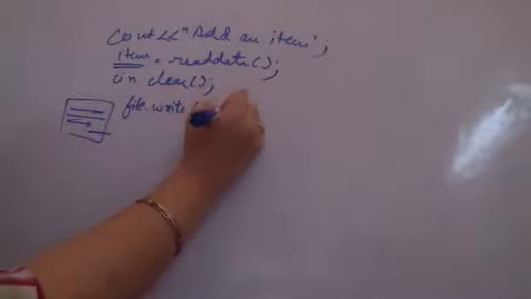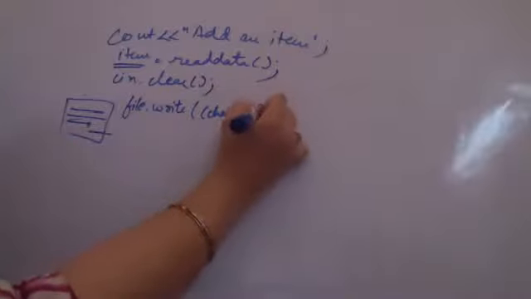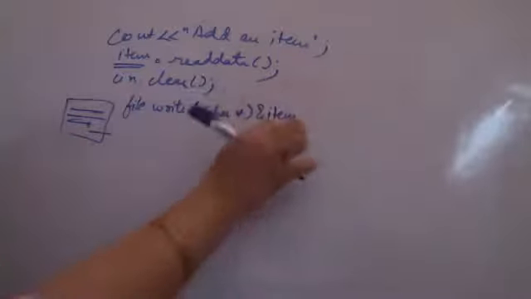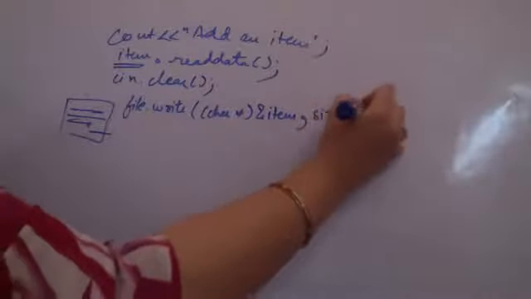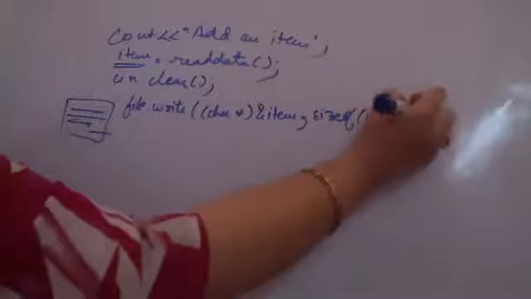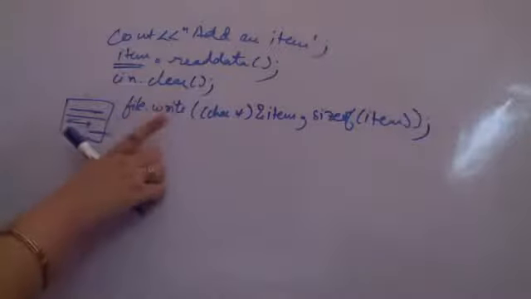Again I am using a character pointer that is for typecasting. What do I want to write? I want to write the new item which I have read from the user. And how much data to write? So size of the item. This much I want to write into the file. So that new item will now be written into the file.